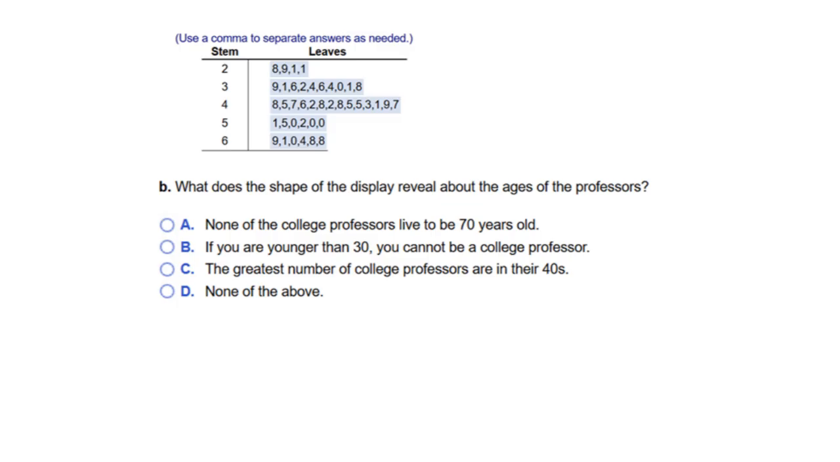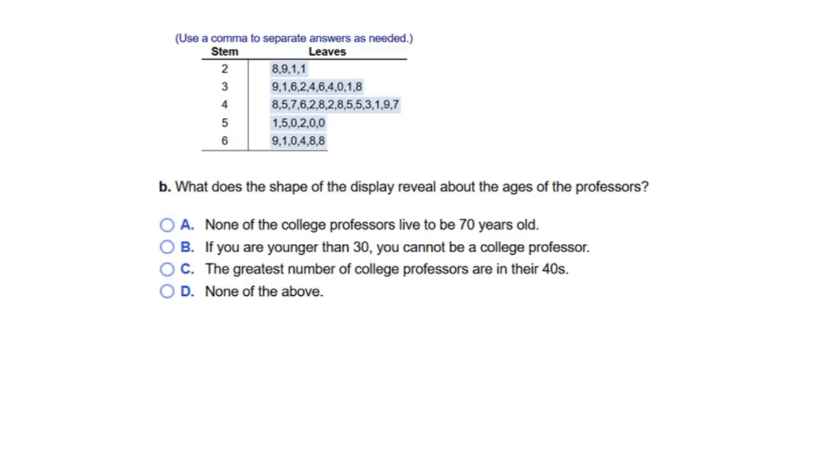So using the information from the previous slide about the 40 professors, we've created this stem and leaf plot that you see now on this slide. And that part A was to create the stem and leaf plot. Part B is right here. It says, what does the shape of the display reveal about the ages of the professors? So let's read each of these carefully.